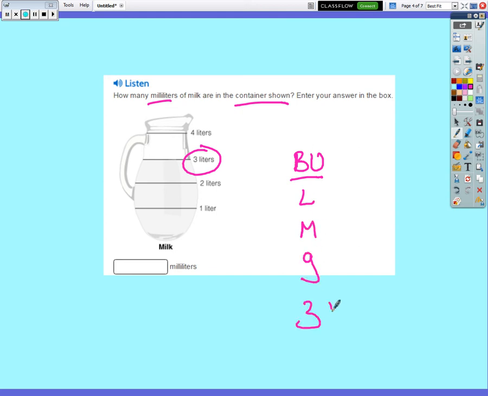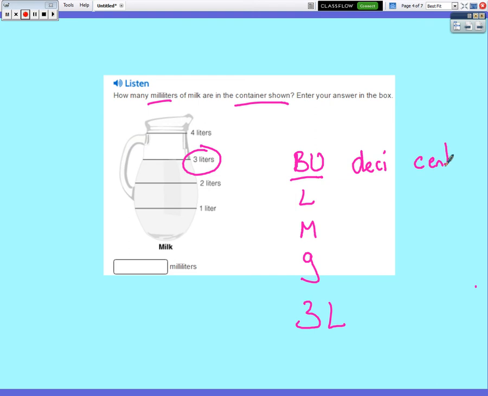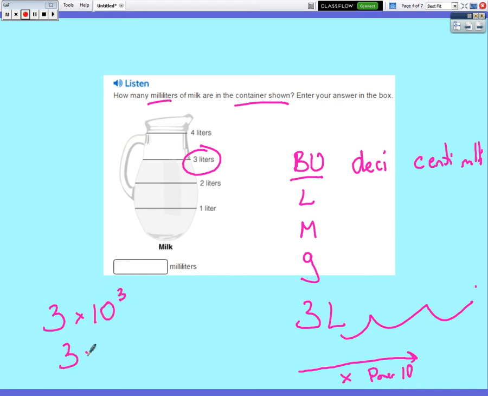Well, I have 3 liters, but I'm going to milli. So I have deci, I have centi, and then I finally have milli. Now, because I am moving to the right, I am multiplying by the power of 10. I'm going to make 1, 2, 3 moves. That would be like multiplying 3 times 10 to the 3rd power, or 3 times 1,000. That would give me 3,000 milliliters, which is equivalent to 3 liters.